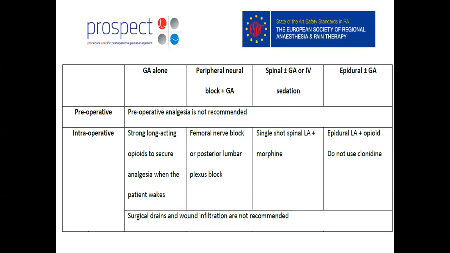Considering intraoperatively, if it's GA alone, you have to talk about strong, long-acting opioids when the patient wakes up. So when it's GA alone, you have to think about the immediate post-op, what you're going to give the patient. If it's a block, obviously it's going to stay in the immediate post-op period, right? So they've spoken about femoral or posterior lumbar plexus block. Talking about single shot LA with morphine, that obviously is going to give a prolonged post-operative effect as well.